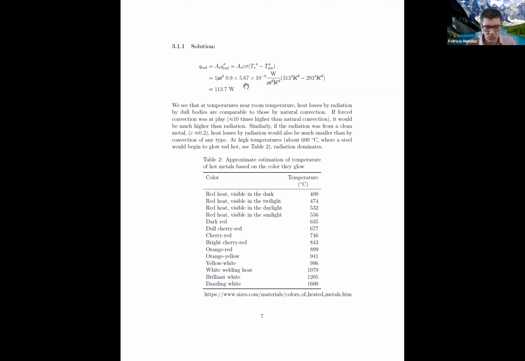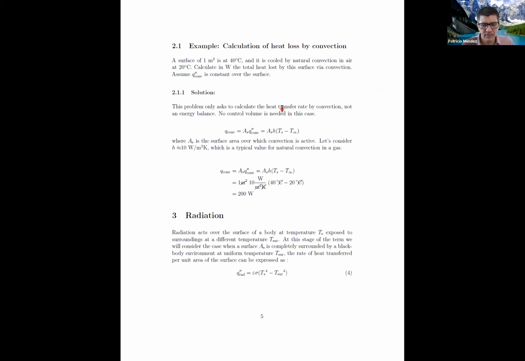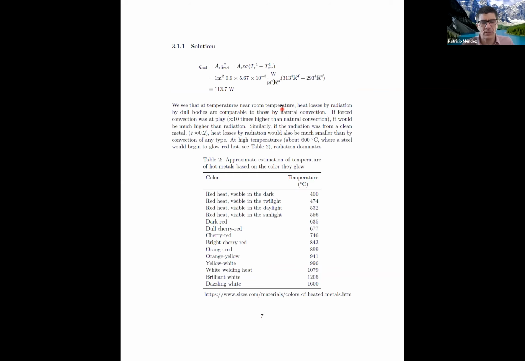And what do we see? We see that in this case, the amount of heat loss by radiation is 100 watts. Before it was 200 something. We had 200 watts for the heat loss by convection under natural convection. And in this case, we have 100 watts. So for opaque surfaces near room temperature, the heat exchange by radiation is comparable with the heat exchange by natural convection. Let me tell you something cool.